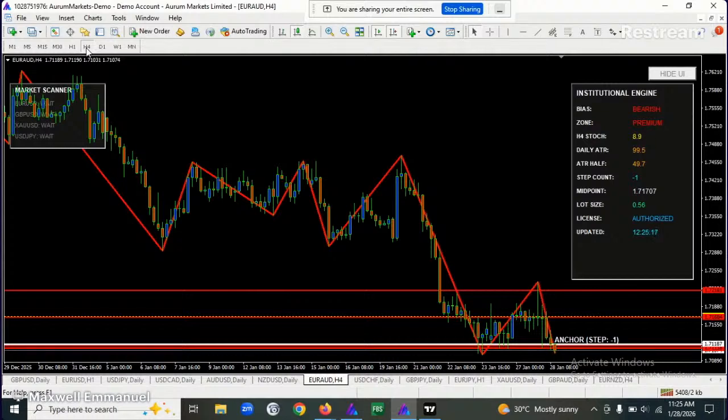I hope I've answered your question. It's the close of the daily candle. That is when the bias and zone update. I hope that is clear.